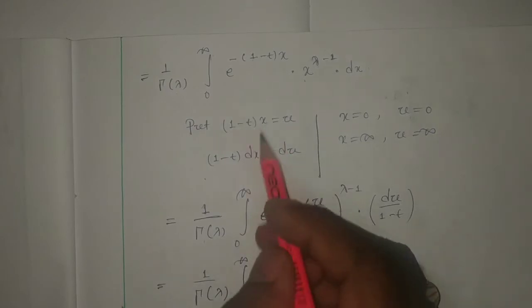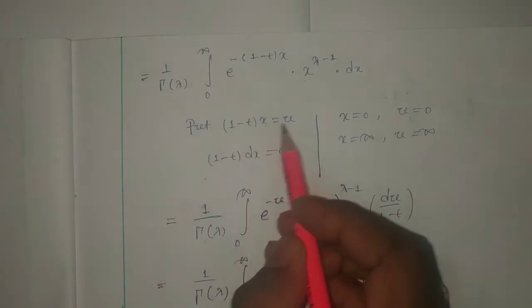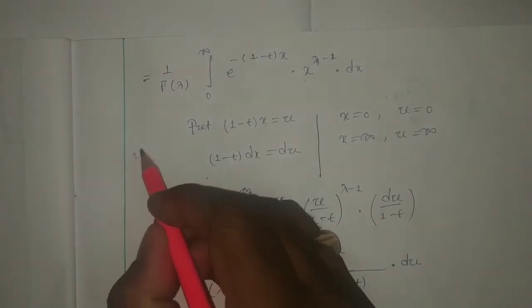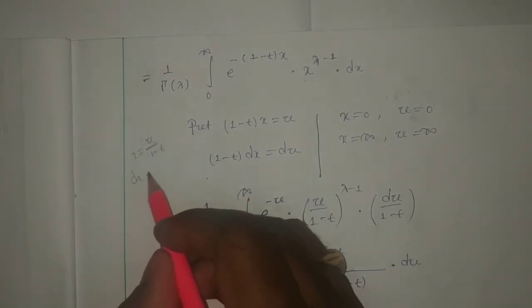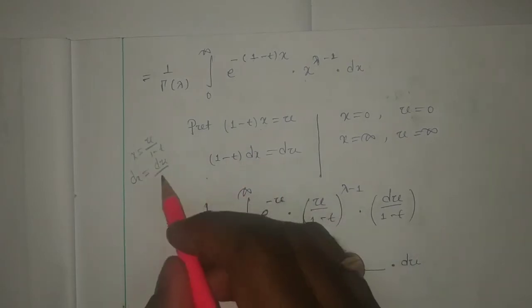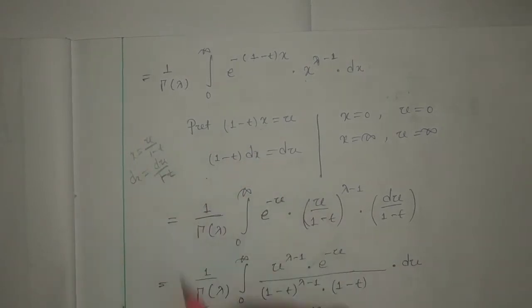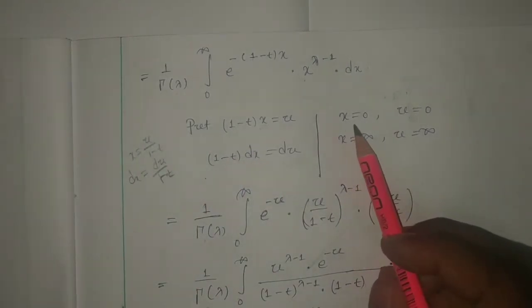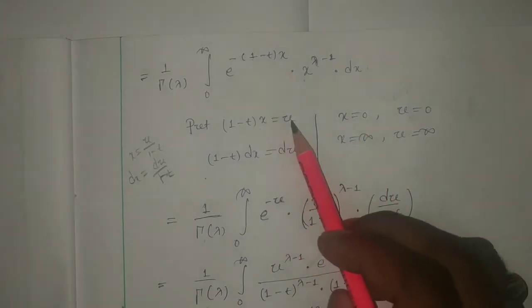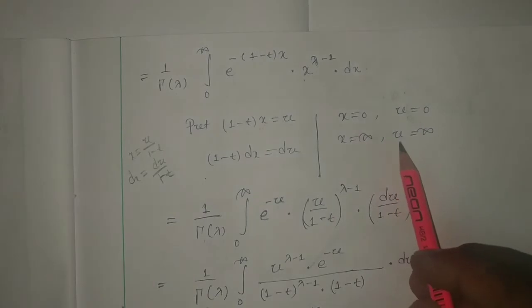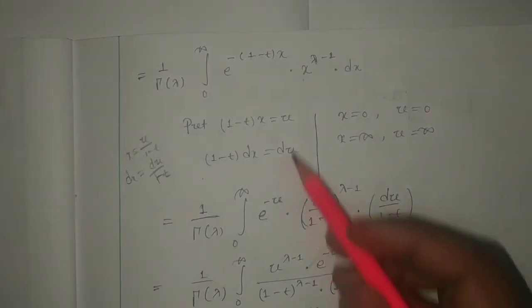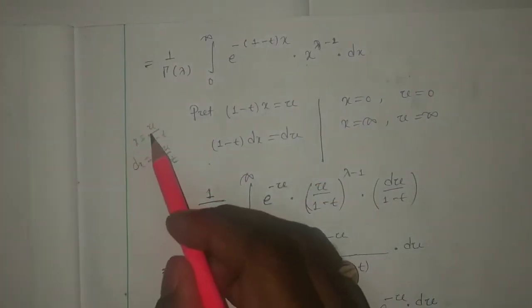Or here you can see, if this is equal to u, x will be equal to how much? x will be u by 1 minus t, and dx will be how much? du by 1 minus t. Okay. And for the limits, whenever x equals 0, u also will be 0, and when x equals infinity, u also will be infinity. Now we are going to put the x value and dx value over here.